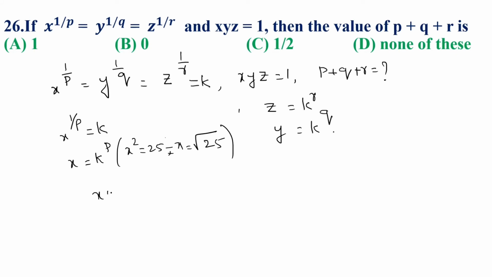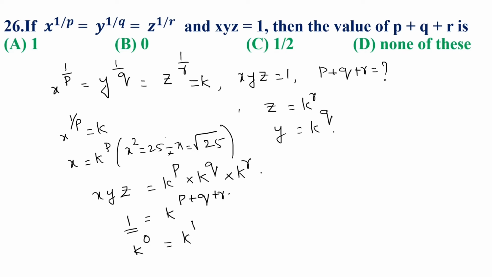So I am multiplying x into y into z. This will become k to the power of p into k to the power of q into k to the power of r. So xyz, they have given as 1, is equal to k to the power of p plus q plus r. Here bases we should equalize. So k to the power of 0 is equal to k to the power of p plus q plus r. So p plus q plus r is equal to 0. When bases are equal, then exponents will be equal.